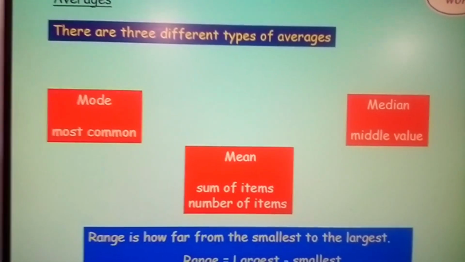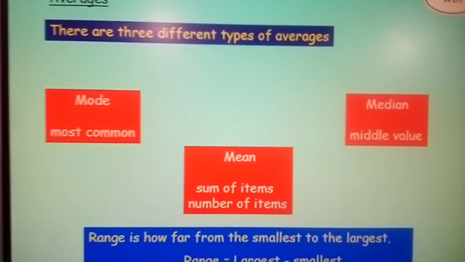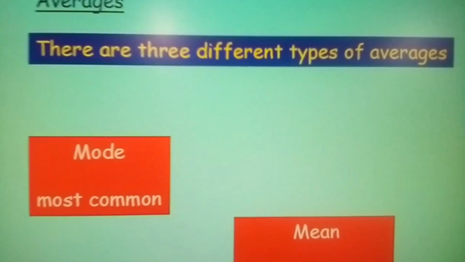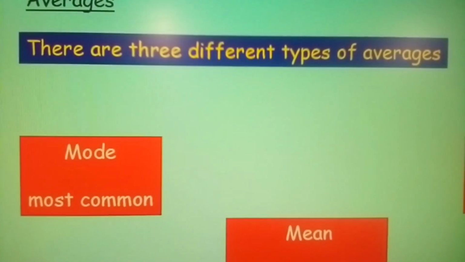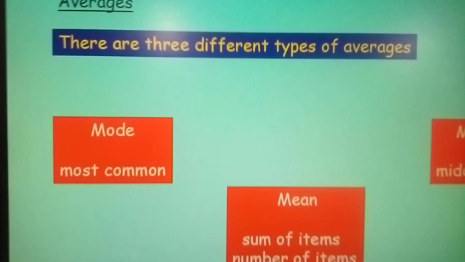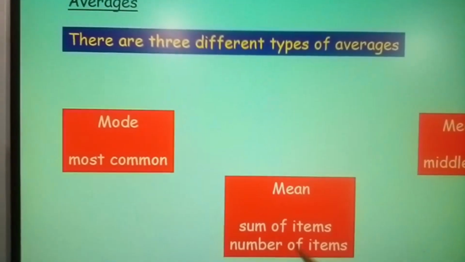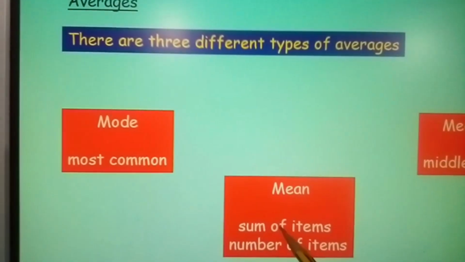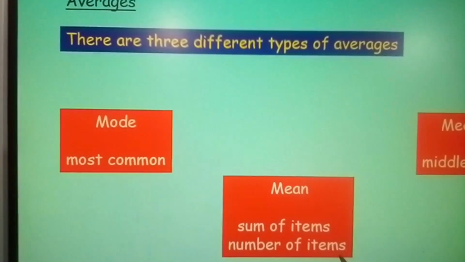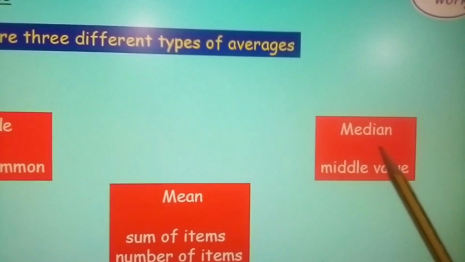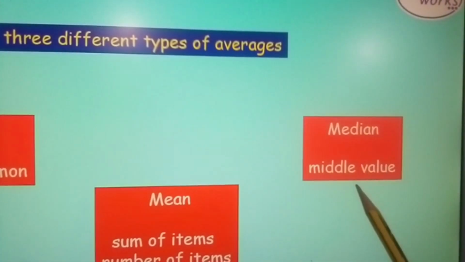Now, averages. There are three different types of averages. Mode, most common. Mean, sum of items divided by number of items. And we have the median, middle value.